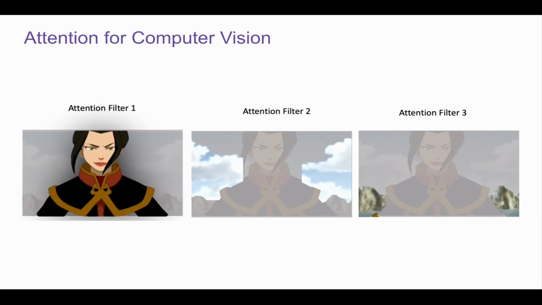We have an image with a full background, and there are three filters, three attention mechanisms. The first one, attention filter one, just figures out who the person is. This is Hua Mulan. The second attention focuses on figuring out what the sky is, and the third one focuses on figuring out what the mountains are. So this is another example of the intuition of attention mechanisms and why we need multiple different types of them.